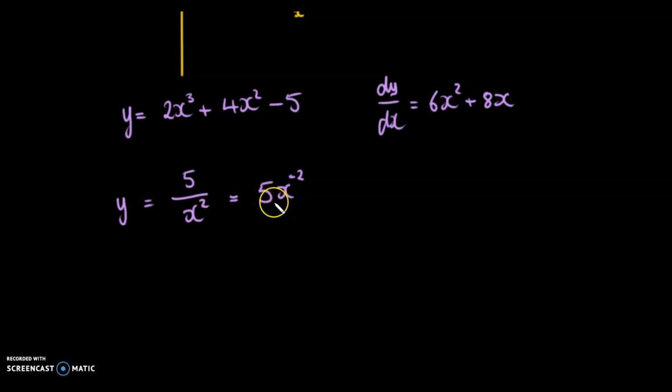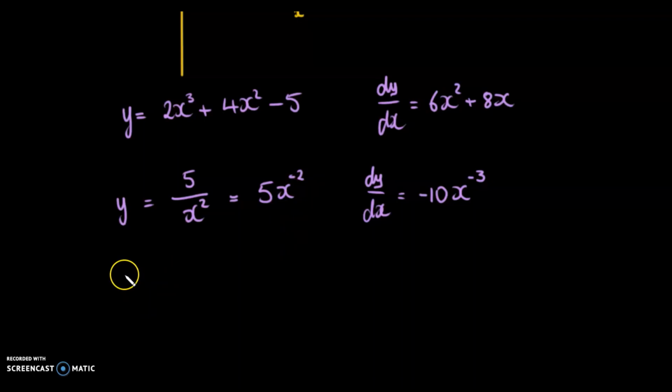Okay, so now this is in a form that we're familiar with. This is the kx to the n. Now we can differentiate it. So the same rules apply. We multiply down the power, and so that would be minus 2 times 5, which would be minus 10x. And then this power up here, we subtract 1 from it. So what would that be? Minus 3. So as you can see, it works for negative powers as well.